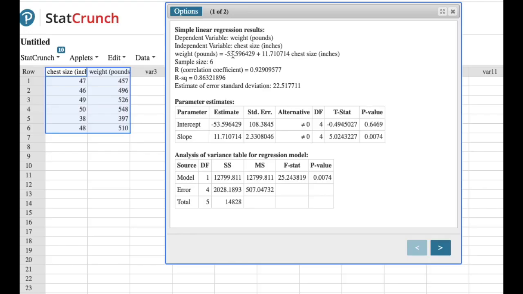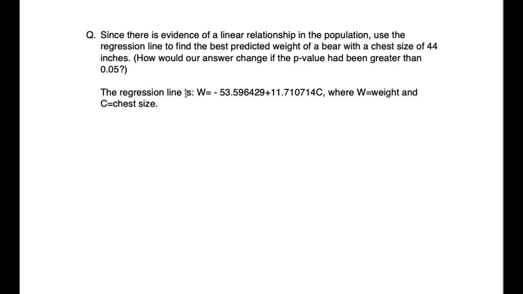And after you find the best predicted weight, in this case, how would your answer change if the p-value had been greater than 5/100ths? In order to answer this question, we first recall that there was evidence of a linear relationship in the population. This means that the regression line is a good model for my data, and I can actually use it to make predictions. So going back to StatCrunch, if I look at the readout, the first page, I see the equation of the regression line.